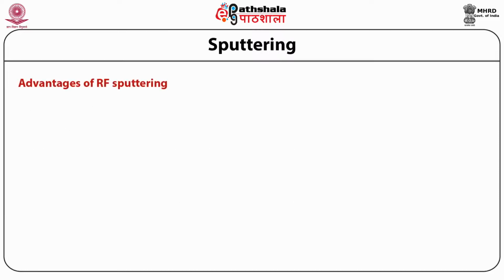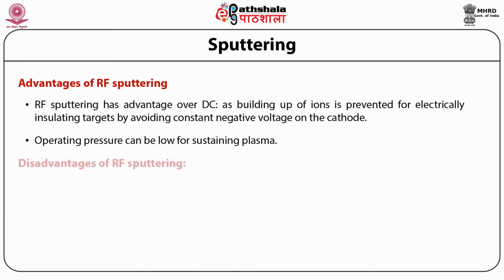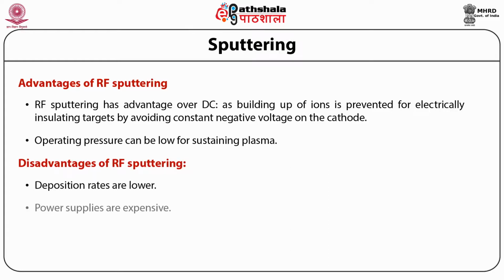The advantages of RF sputtering are: RF sputtering has an advantage over DC as building up of ions is prevented for electrically insulating targets by avoiding constant negative voltage on the cathode. Second, operating pressure can be low for sustaining plasma. Disadvantages are: deposition rates are lower and power supplies are expensive.